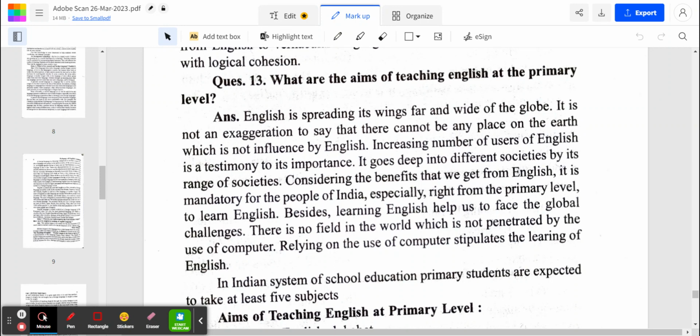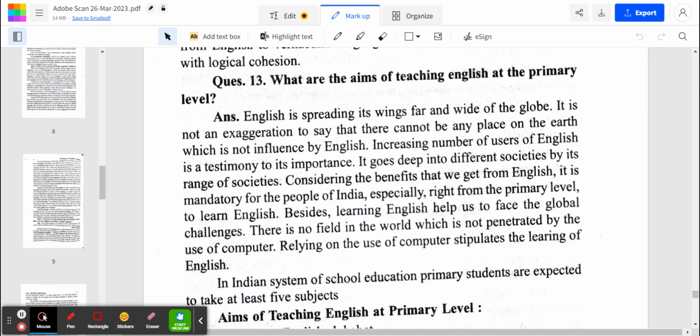Consider the benefits that we get from English. It is mandatory for the people of India, especially right from the primary level, to learn English. Besides, learning English helps us to face global challenges. There is no field in the world which is not influenced by the use of computers. Relying on the use of computers stimulates the learning of English.